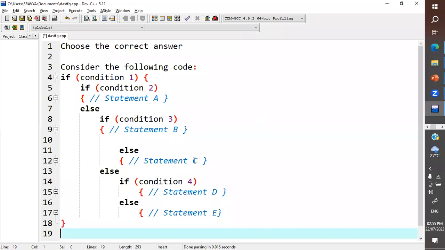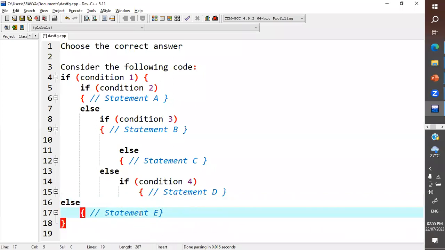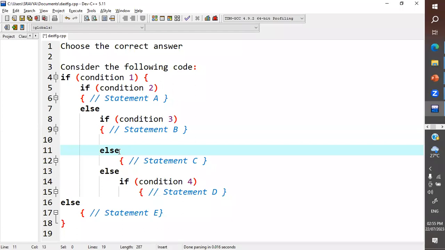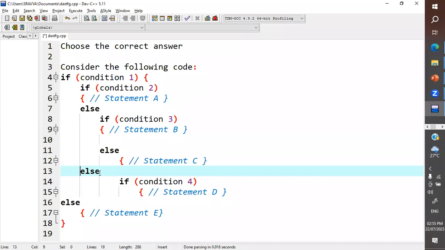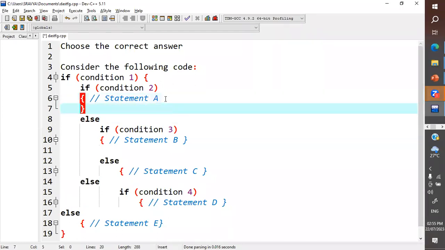They are asking about statement C. I'll just align it. This is the else part of the last one. Tell me if I'm missing any alignment. This if and this else are straight, this if is inside this else, and this else is inside this if. This else is for this if. Which if? That if. I'll give another tab space just for understanding. I'll move it to the next line so that you can understand better.